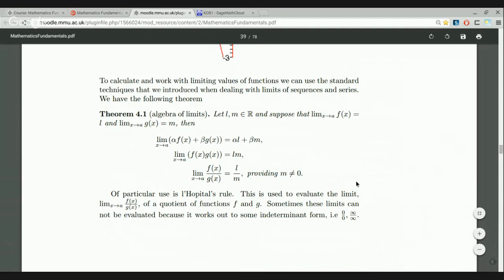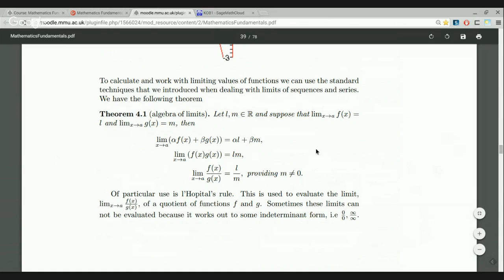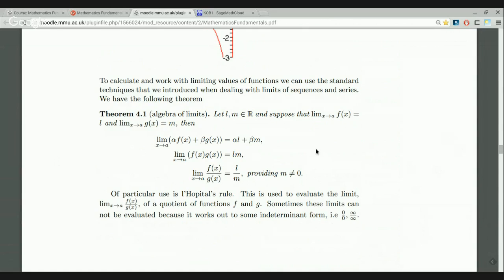And all these operations on functions fit well with the limiting process. So we have a linearity result, the first one, which says the limit as x tends to a of a linear combination of functions, alpha times f plus beta times g, when you evaluate that at x and consider its limiting behavior, well, as long as the individual functions f and g have limiting values, then we can say that the limit of the linear combination of the two functions is equal to the linear combination of the limits. So alpha times L plus beta times M.